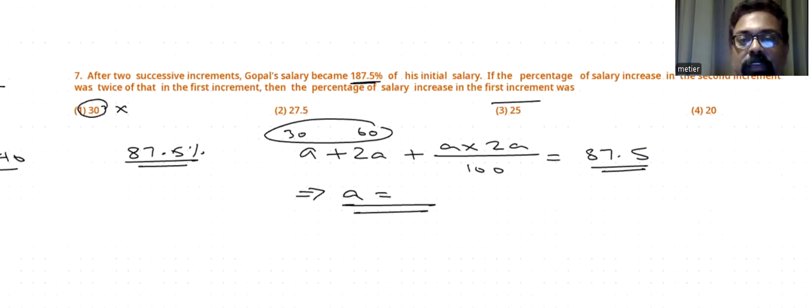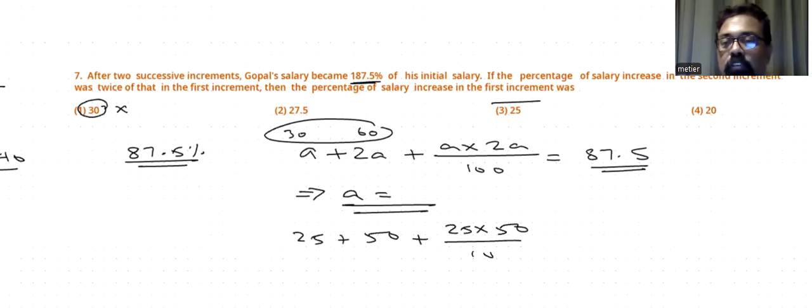25. If it is 25, it is 50. So there is a chance that it will reach up to 87.5. Let's try. 25 plus 50 is 75 already. It is less than 87.5. There is a high chance to go for the next one. So 25 plus 50 plus 25 into 50 by 100. It is coming as 12.5. 75 plus 12.5. Wow.